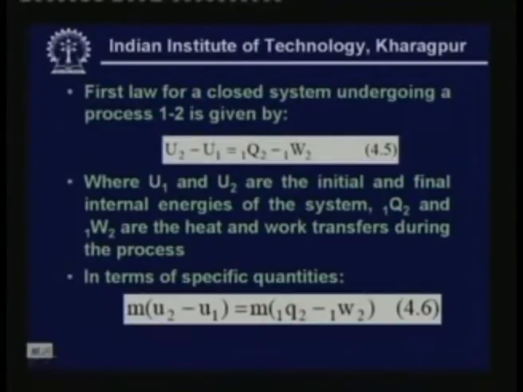The same equation can be written in terms of specific quantities. All that we have to do here is separate out the mass. That means the total internal energy U2 can be written as mass times specific internal energy u2. Similarly, the total internal energy U1 can be written as mass times specific internal energy u1. So equation 4.5 can be written as m times (u2 minus u1) is equal to m times (1q2 minus 1w2), where 1q2 and 1w2 are specific heat transfer and work transfer.